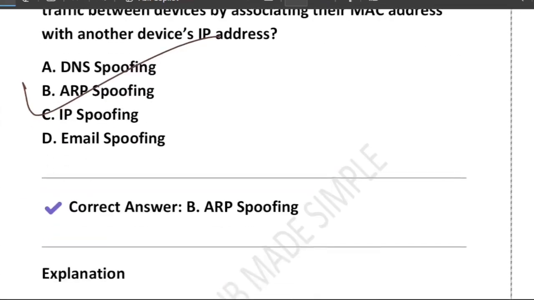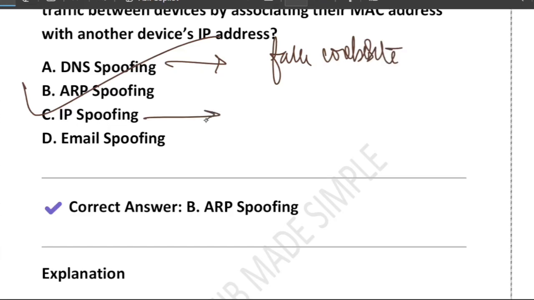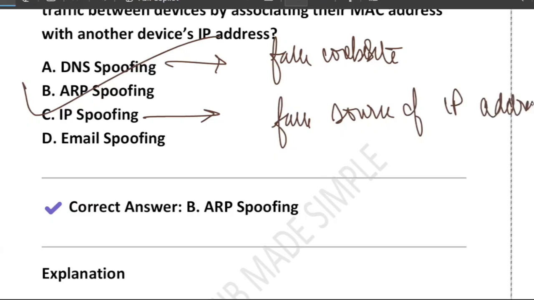If you talk about DNS spoofing, this redirects users to a fake website by altering the DNS record. What about IP spoofing? Here the attacker fakes the source IP address in the packet. And what about email spoofing? Email spoofing is used in phishing. It has nothing to do with the network table or ARP.